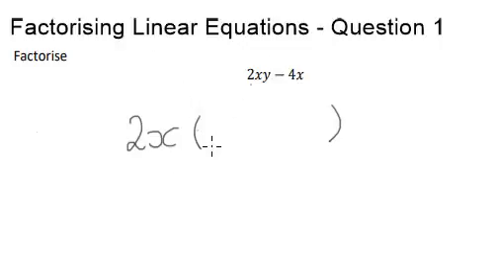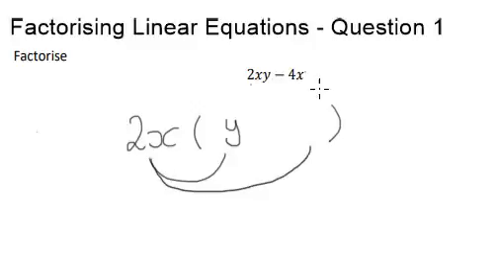And what I need to do is say, well, 2x times by what gives me 2xy? Hopefully you can see that is just y, because 2x times y gives me 2xy. Okay, and now I do 2x times by what gives me minus 4x? Well, that's going to be minus 2.